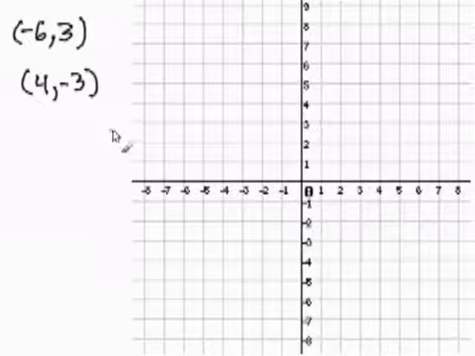Finding the slope between 2 points. The slope is how we measure the direction of a line in a coordinate plane. So let's start off by plotting these 2 points and creating a line.